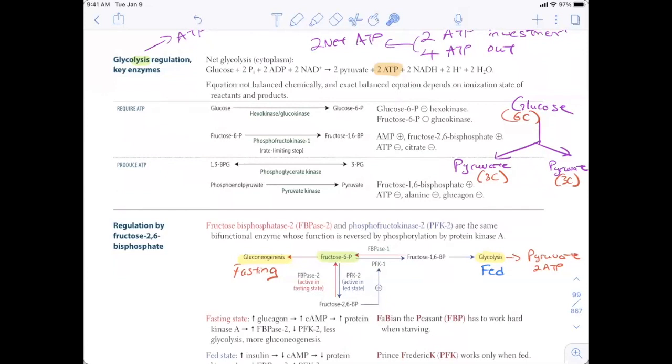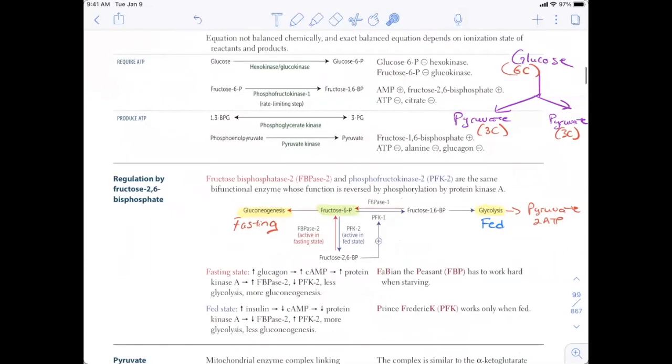That's number one. Okay. Number two is going to be the FBPase. The moral of the story is wherever you see an FBPase, doesn't matter if it's FBPase 1 or FBPase 2, it's sending you in the opposite direction. FBPase is sending you back to gluconeogenesis. All right. And that's what happens when you're fasted. Okay.